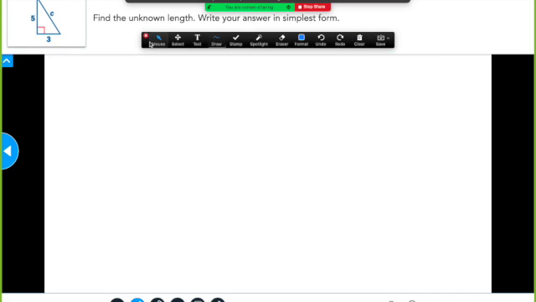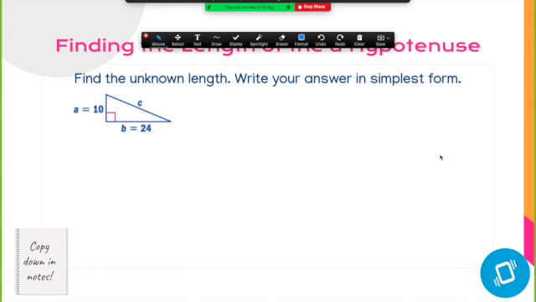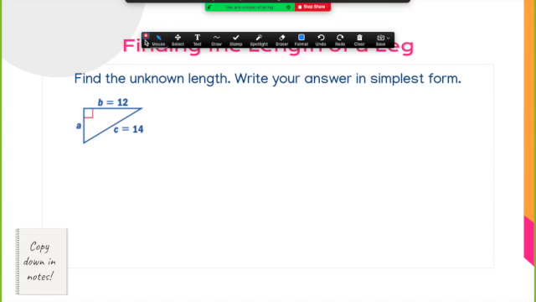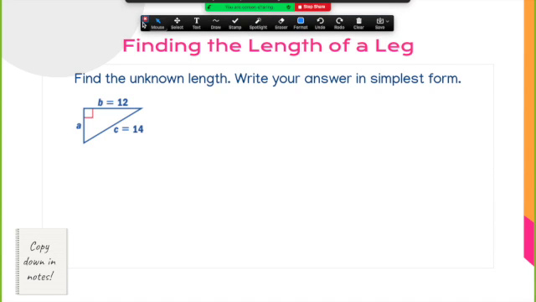Alright, let me clear this and then let's continue on. So let's say instead of finding the hypotenuse, let's say that we had to find the length of the leg. We're asked to find the unknown length, write your answer in the simplest form. So right here, let's find out what our hypotenuse is. Here shows the right angle. If I draw an arrow to the opposite side, I know that this is my hypotenuse.